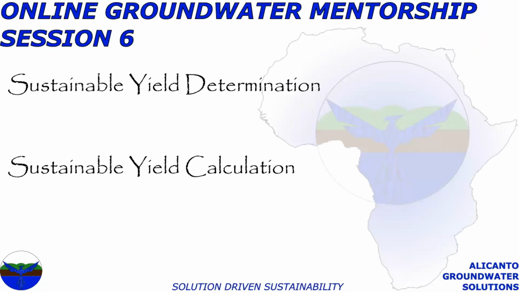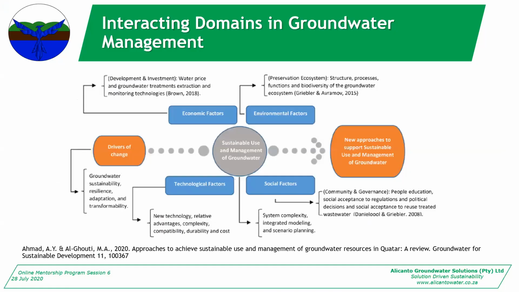Now we'll go through how to actually do the sustainable yield calculation, now that we've done the definitions. And this is a really nice graphic of all the different factors that influence your sustainable groundwater management. So you've got your drivers of change, which is your sustainability of groundwater, the resilience to climate change, the adaptation and transformability of the groundwater resource.